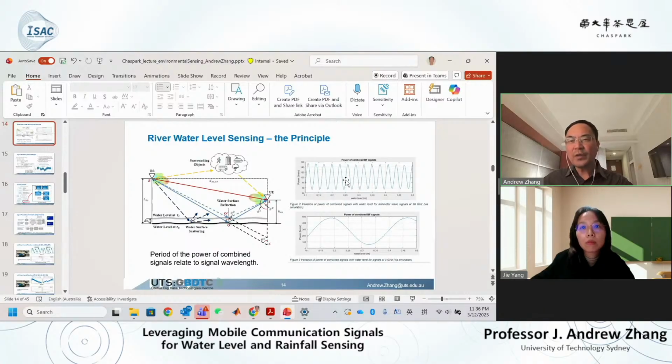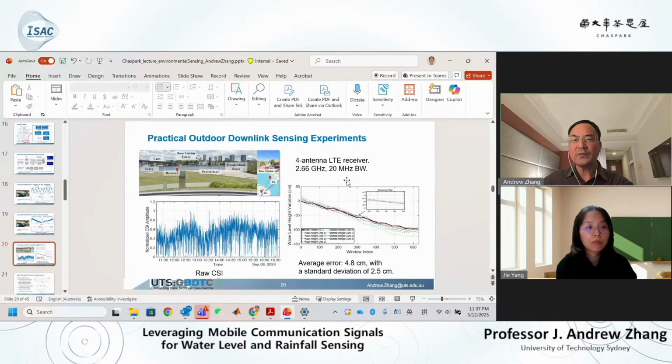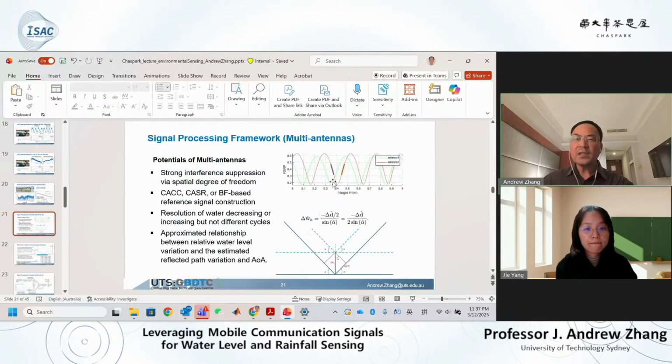The critical issue is how can we identify at which cycle we are. If we use a tracking technique, we can easily track whether the water is increasing or decreasing. Such identification between increasing or decreasing can also be realized by using multiple receiving antennas, as I explained here. So once we are able to identify whether the water level is increasing or decreasing, then we can safely use a tracking technique to estimate the accumulated water level variation, no matter whether water is decreasing or increasing.